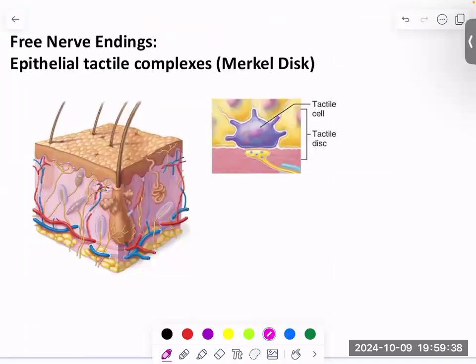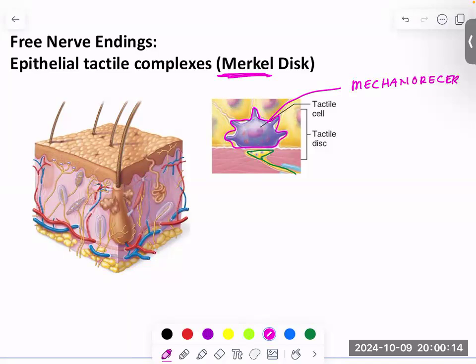The first one, Merkel's disc. So this one has this disc-like structure that sits underneath the epidermis of the skin. And a neuron is attached to it. This cell is specific to touch, what we call mechanoreception, or receptor. It detects a level of touch.